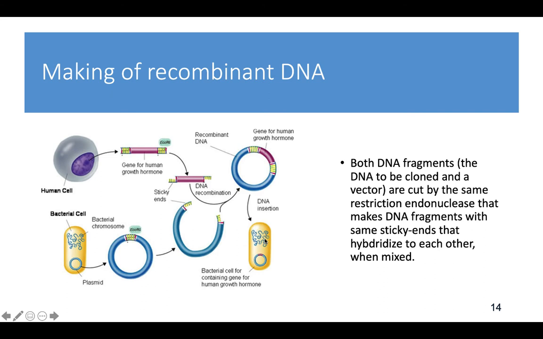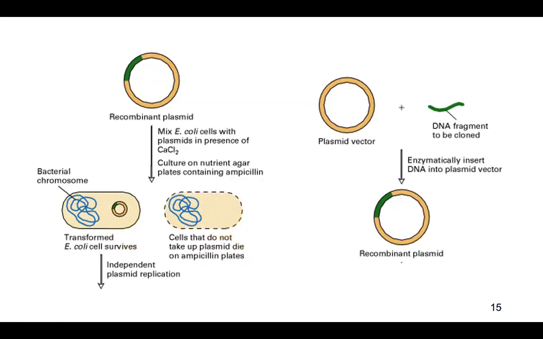Another application for this. So what do we have here? Recombinant plasmid. So you made your DNA with a plasmid vector, you enzymatically insert the DNA into the plasmid vector. You mix E. coli with a plasmid with, for example, CaCl2. You culture on nutrient agar containing ampicillin, only the ones that have the recombinant plasmid will grow, the others will die, and then you have independent plasmid replication.